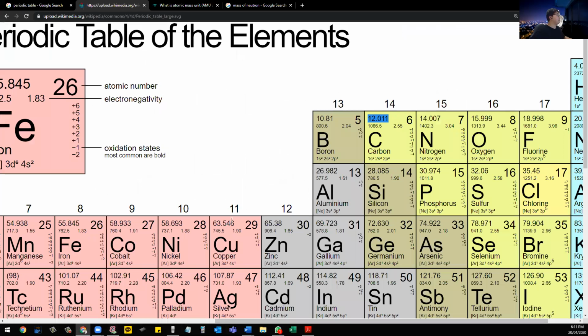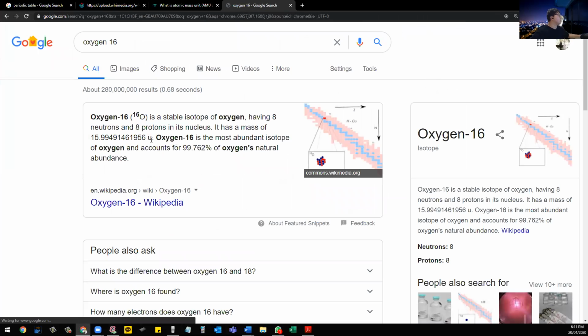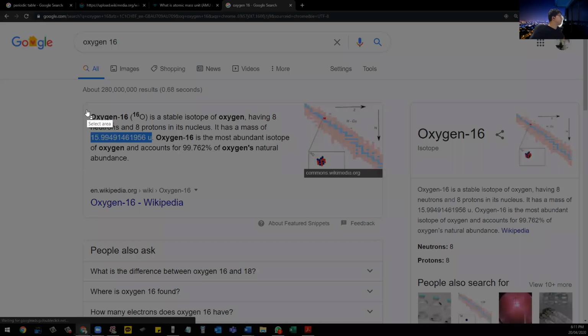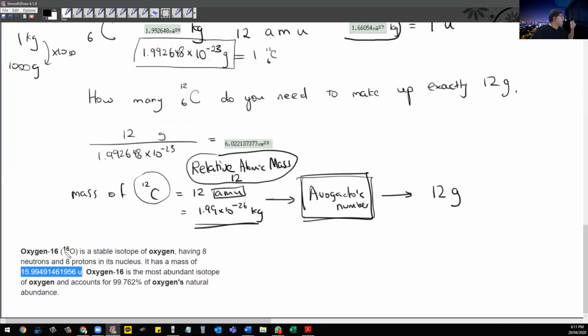The reason for that is, I'm just going to search for oxygen 16, and you see that's the first thing that shows up on Wikipedia. It's that important. So if you just have a single oxygen 16, made up of 8 protons and 8 neutrons, the mass of that is 15.9949 blah blah blah U. If you get rid of that unit, that's the relative atomic mass.